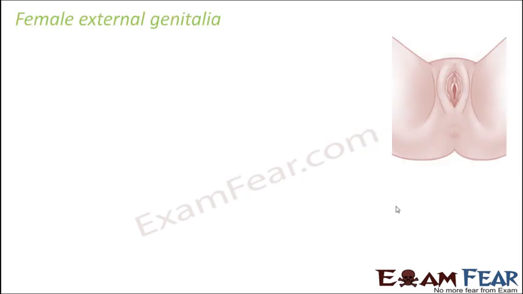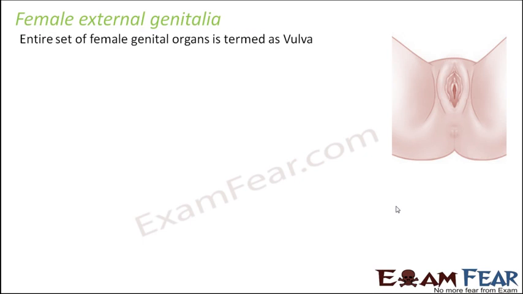So now let us talk about the female external genitalia. That is the female sex organs which are externally exposed. That means the organs which are, in a way, a part of the female reproductive system and they can be seen externally. So what are those organs? This entire set of female genital organs which forms the external genitalia is also termed as vulva. So vulva is just one word for all these organs which together form the external genitalia for females.